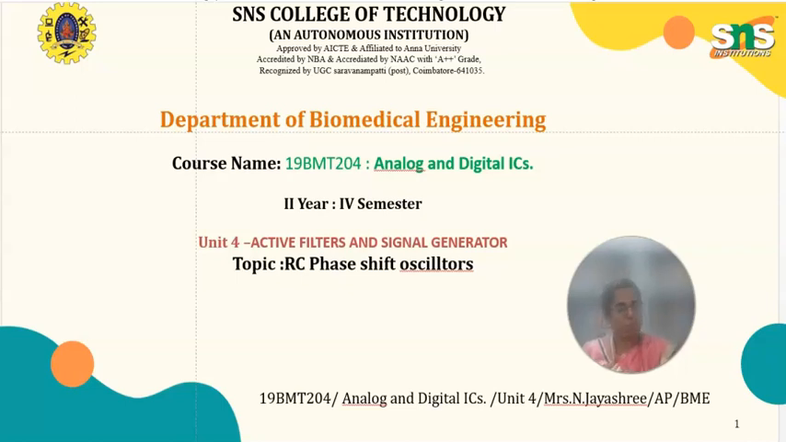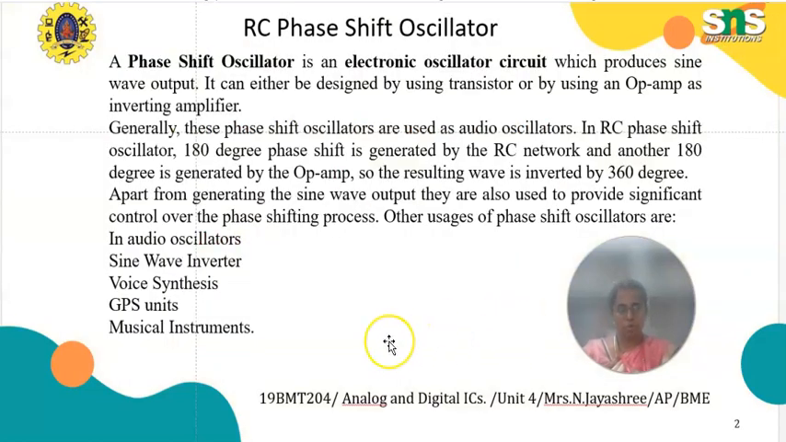We have seen the types of oscillators, right? There are two types of oscillators: RC phase shift and the Wien bridge. We have seen these types of oscillators in detail. First, we can see what we mean by oscillators.